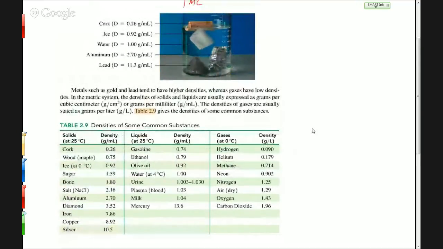Has anybody ever tested the density of anything? Do you know why you might do that? Like bone density. Sure. So bone density, what might that tell you? It's bad to have low bone density. Yeah, because what does that mean?